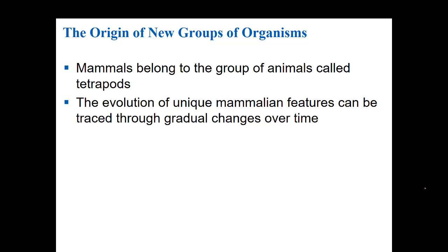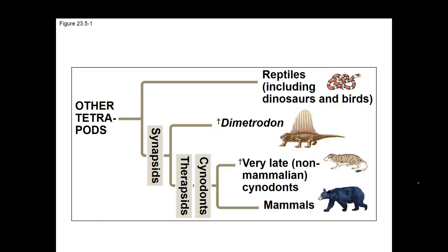Mammals belong to a group of animals called tetrapods. Tetra meaning 4, pod meaning foot or appendage, right? So we have 4 different appendages. And the evolution of unique mammalian features can be traced through gradual changes over long, long, long periods of time. So here's a bunch of other tetrapods. Even reptiles are considered tetrapods because at one point they had a common ancestor that did have 4 appendages.